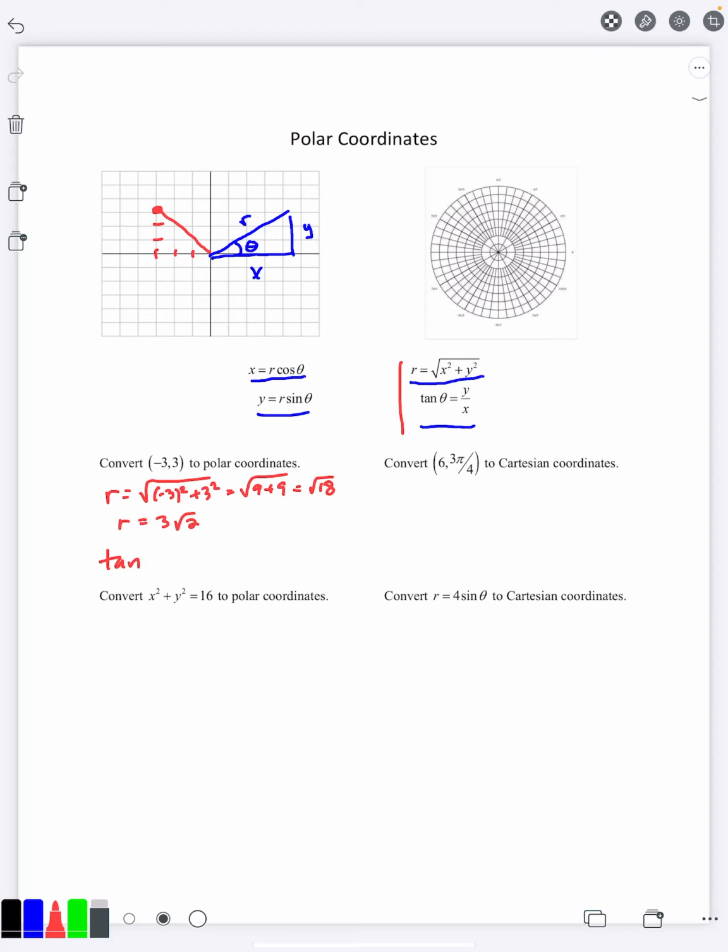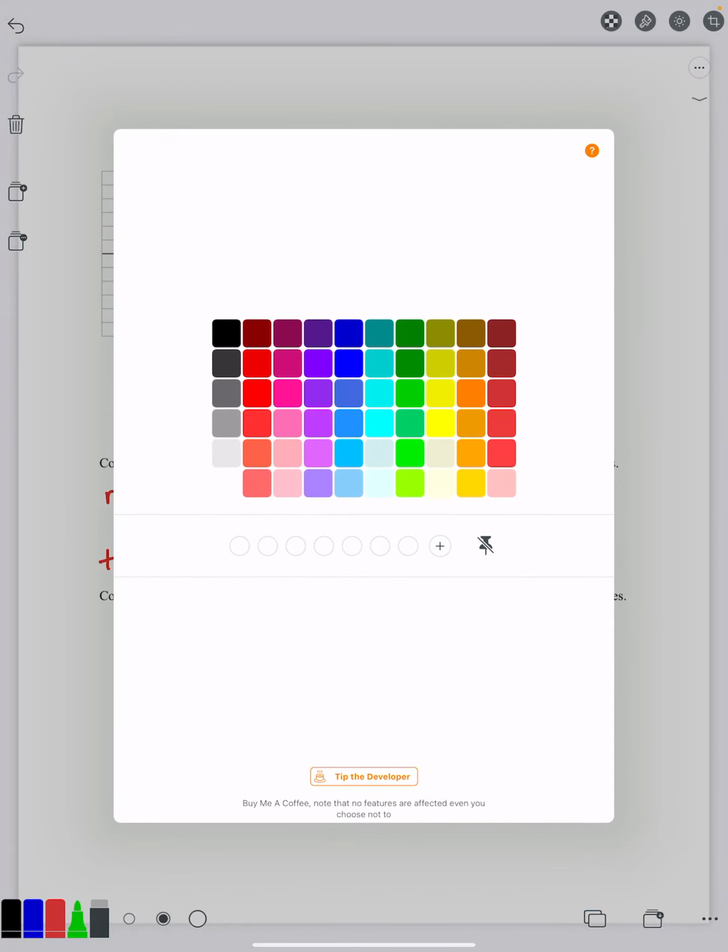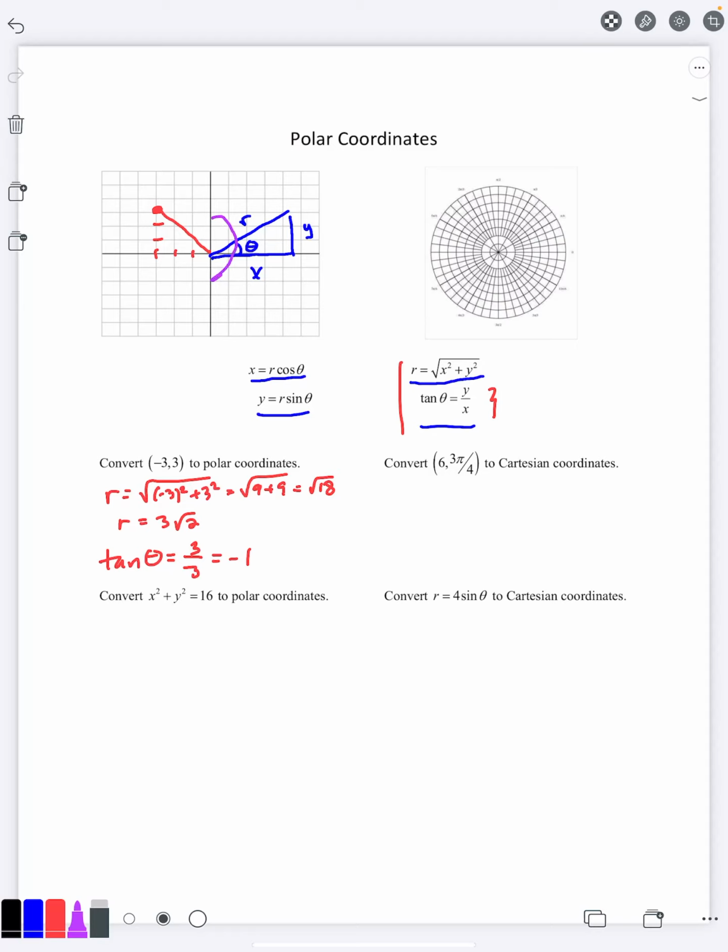And then I need the other equation, tangent theta is y over x, so 3 over -3. So tangent theta is -1. Now I want to point out something here. The equation was that tangent theta is y over x. It was not that theta is tangent inverse of y over x. And the reason why is that if you do tangent inverse, it's not always going to be the right answer. We've learned in trigonometry that if you do tangent inverse, the answer is always going to be in either quadrant 1 or quadrant 4. The answer is between -90 degrees and +90 degrees.